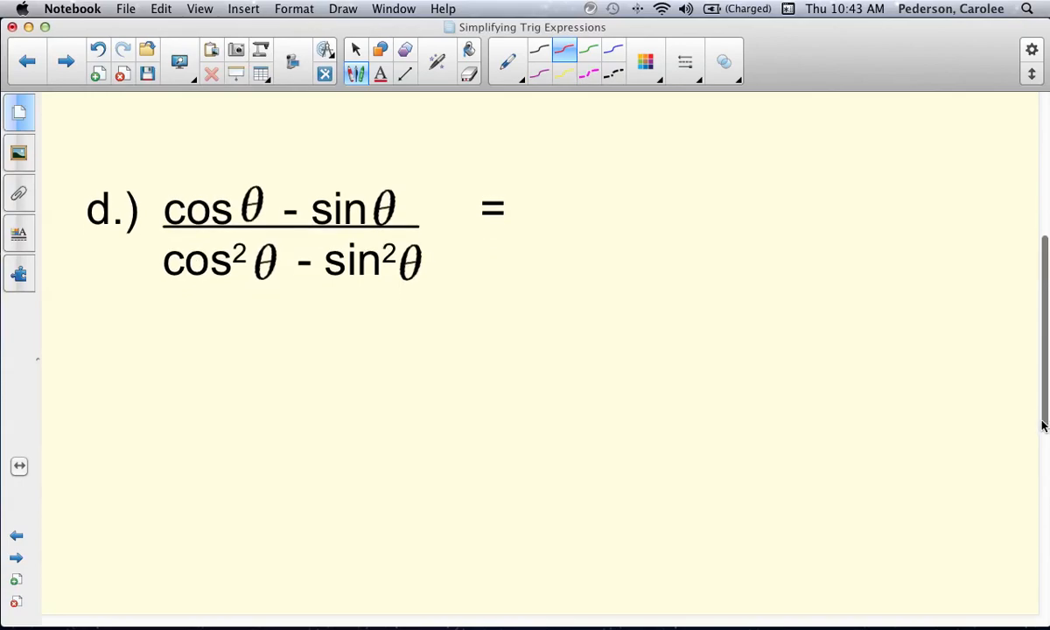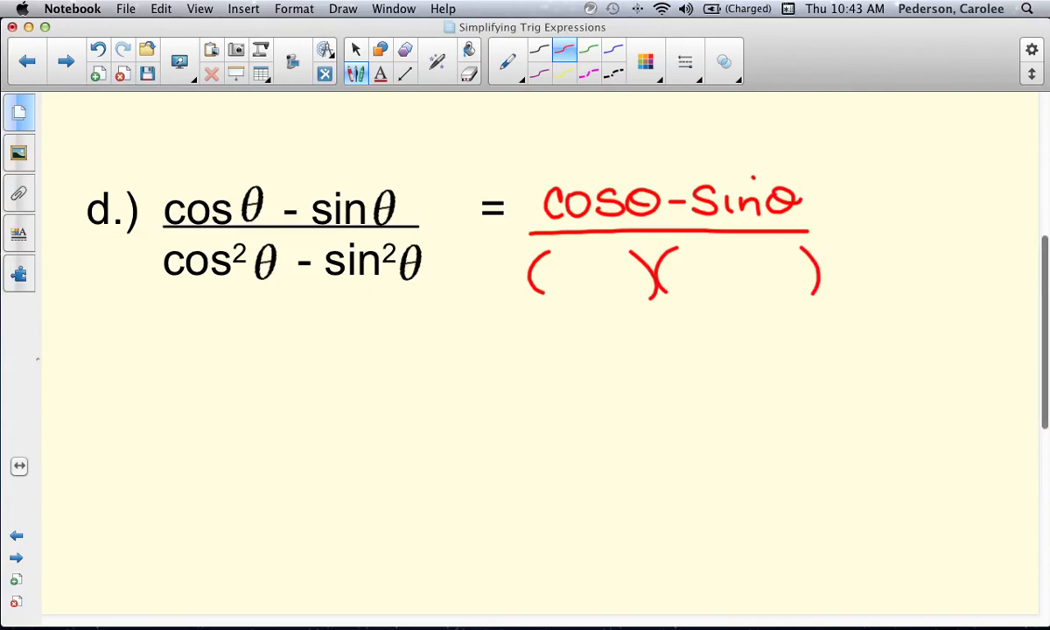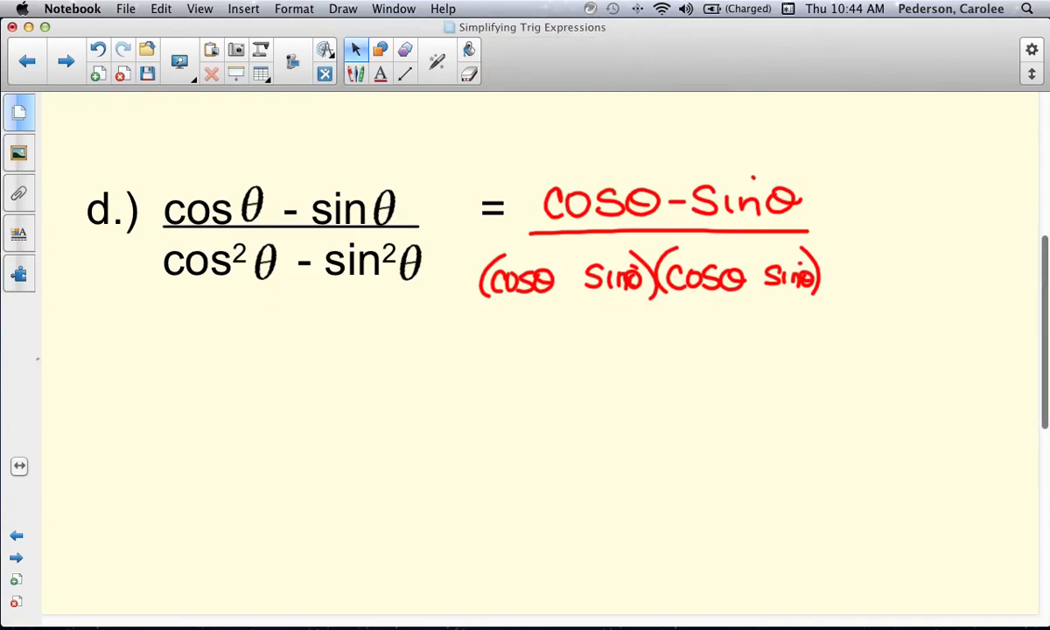Going on to this example, we want to again factor. In the numerator, there is nothing to factor. In the denominator, we can use the difference of two squares. So cosine squared of theta would be split up as cosine of theta and cosine of theta. And then the sine squared of theta, we have the sine of theta and the sine of theta, and then what are the signs in between there? Minus and plus.